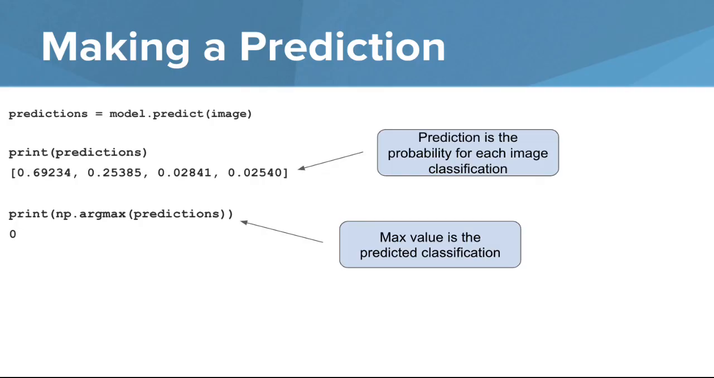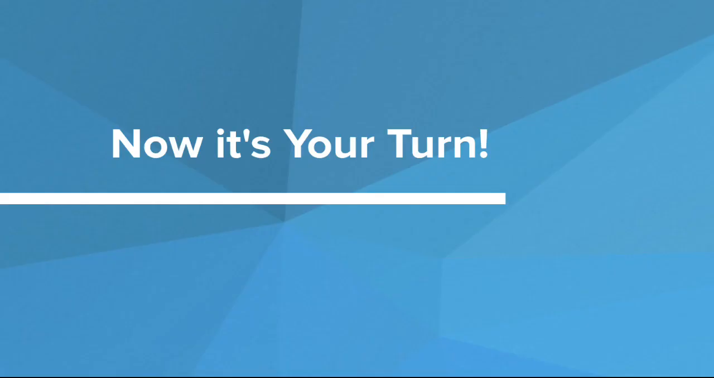The model can now be used to make a prediction. When you input an image to make a prediction, the model produces a probability that it fits into each of the 4 weather categories. The highest value indicates the most likely category. In this example, the first category shows the highest probability. Now let's take a closer look at this in action.